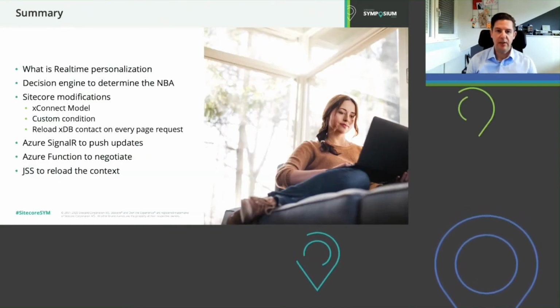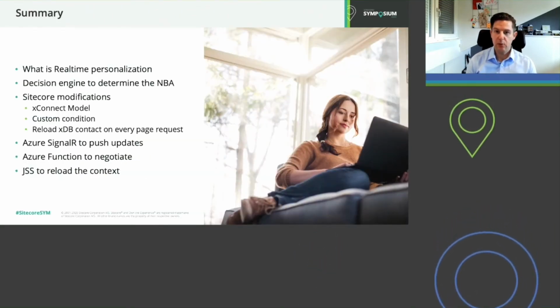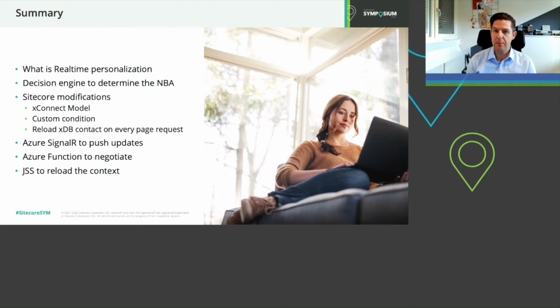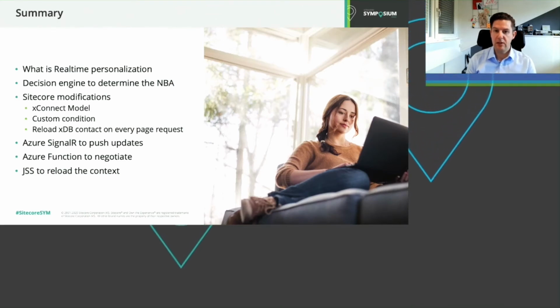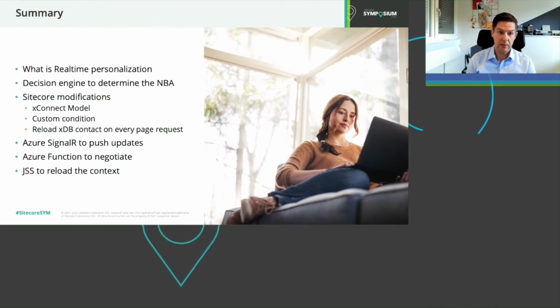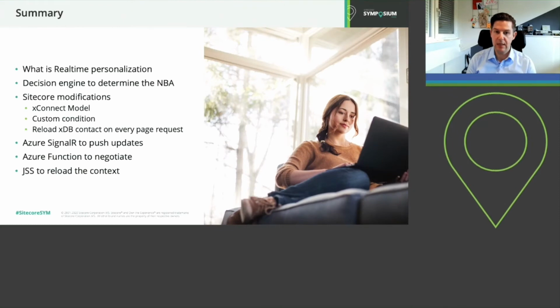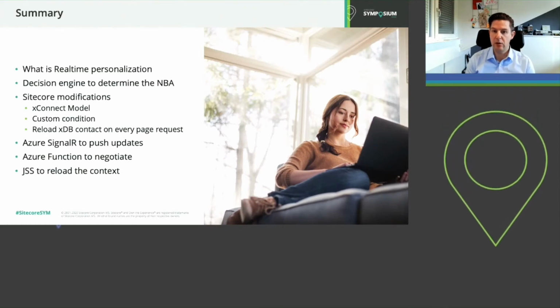This brings us almost to the end of the presentation. Let me summarize what we have learned in the last 50 minutes. I shared our definition of real-time personalization: the ability to immediately update a page without interaction in that page. A decision engine is used to push MBAs to xConnect. This could be an external decision engine or marketing automation. The three Sitecore modifications that we had to make are a custom xConnect facet, a custom condition which compares MBAs in order to apply personalization, and a method to reload the XDB contact on every page request in order to load those MBAs into the session.